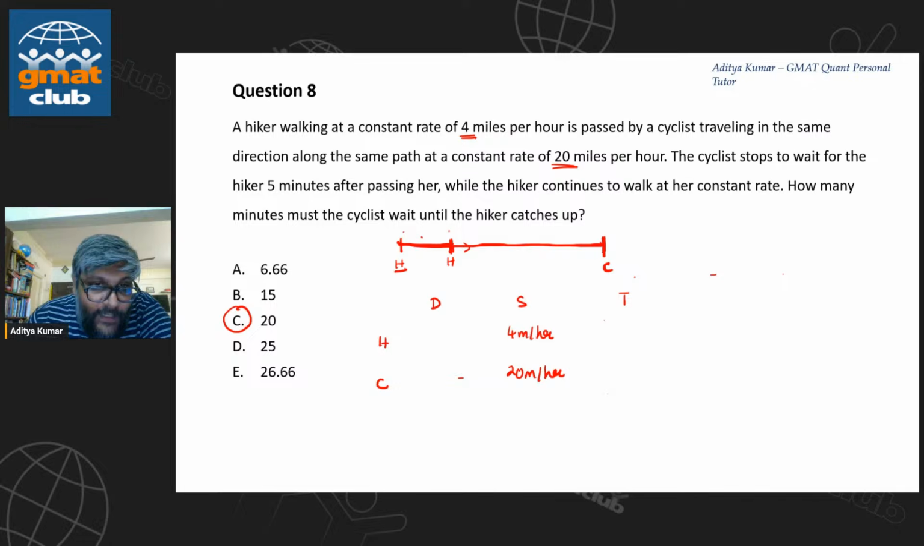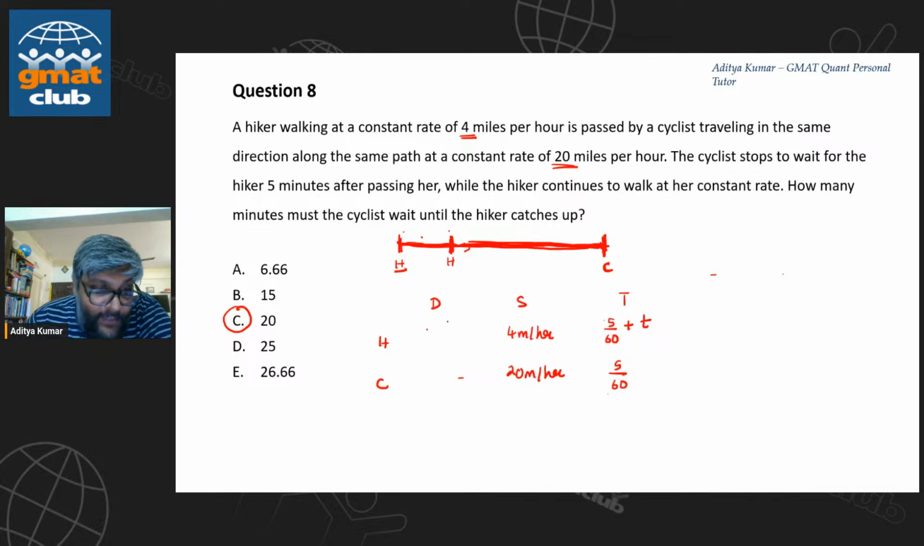What is the time that the hiker takes? Visualize it. The time the hiker takes to travel will be this first 5 minutes to come to this point, and then the remaining time to catch up to C. So I'll say it's going to be 5 by 60, 5 minutes divided by 60, plus that extra time T to catch up to C. And what is the time that the cyclist will take to reach this point? He will just take 5 minutes to reach that point. So this will directly be 5 by 60 hours.